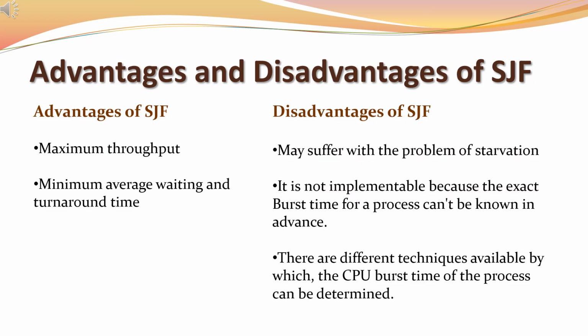Now this SJF algorithm also has some advantages and disadvantages. What are the advantages of the SJF algorithm? It has maximum throughput and minimum average waiting and turnaround time. And what are the disadvantages of the SJF algorithm? It may suffer from the problem of starvation. It is not implementable because the exact burst time for a process can't be known in advance. There are different techniques available by which the CPU burst time of a process can be determined. We will discuss them later in detail.